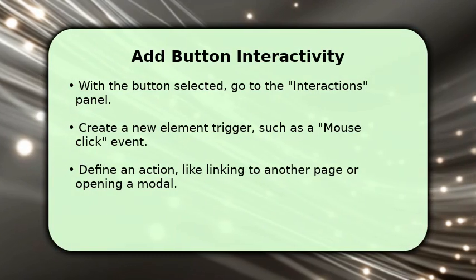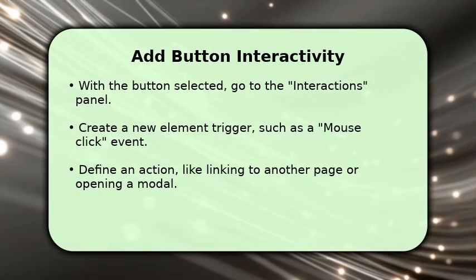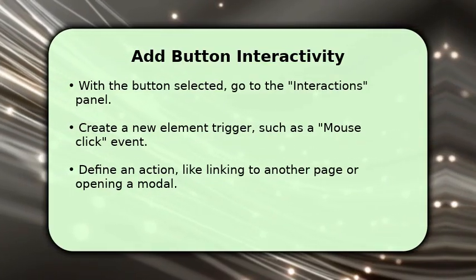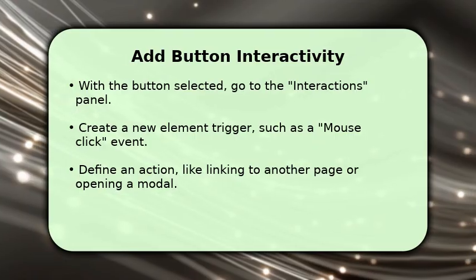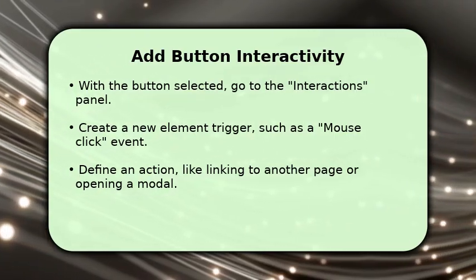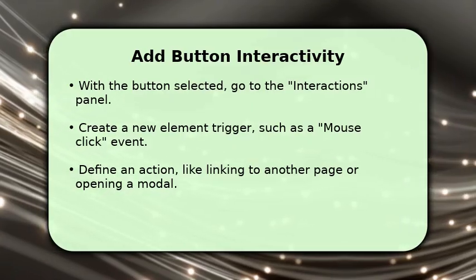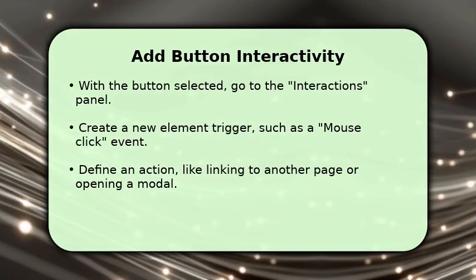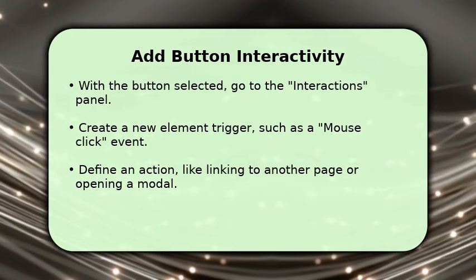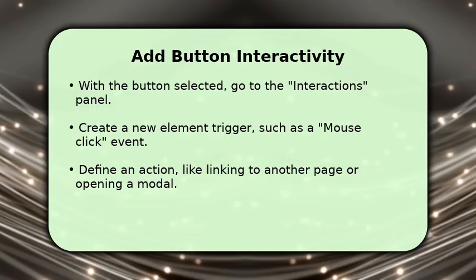A button needs to do something. With your button still selected, navigate to the Interactions panel. Here, you can add a new element trigger, for example, a mouse click event. Then, define the action you want the button to perform. This could be linking to another page on your site, opening a modal window, or even triggering a custom animation. This step brings your button to life.